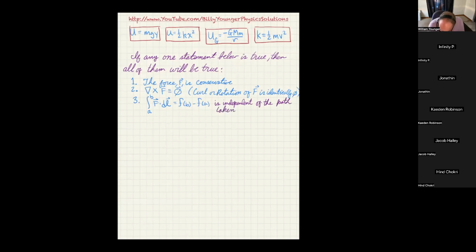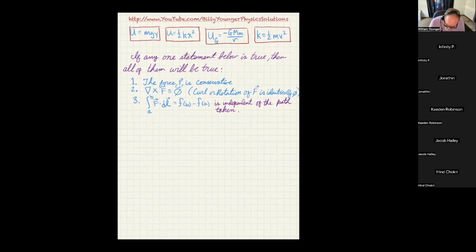In other words, what I'm saying is the work done in going from point A to point B doesn't matter what path you take. Every path should give you the same answer, and every path is going to give you an answer that is some function evaluated at the final minus some function evaluated at the initial. Okay, that's a big thing.